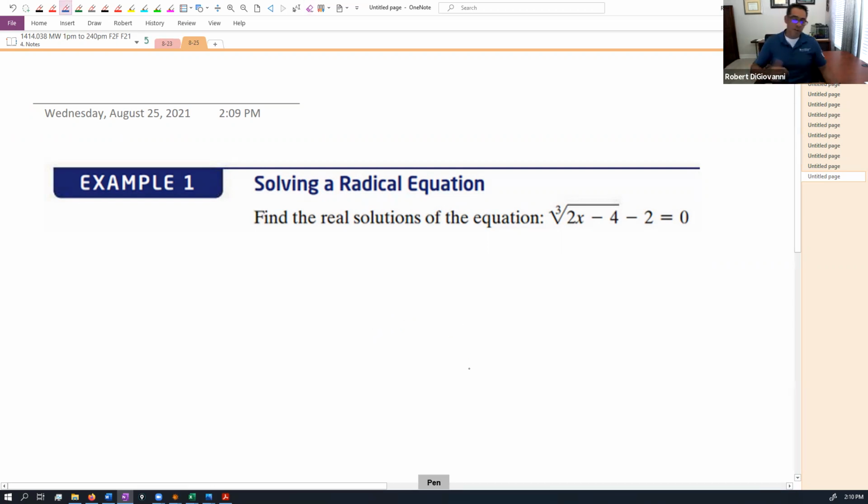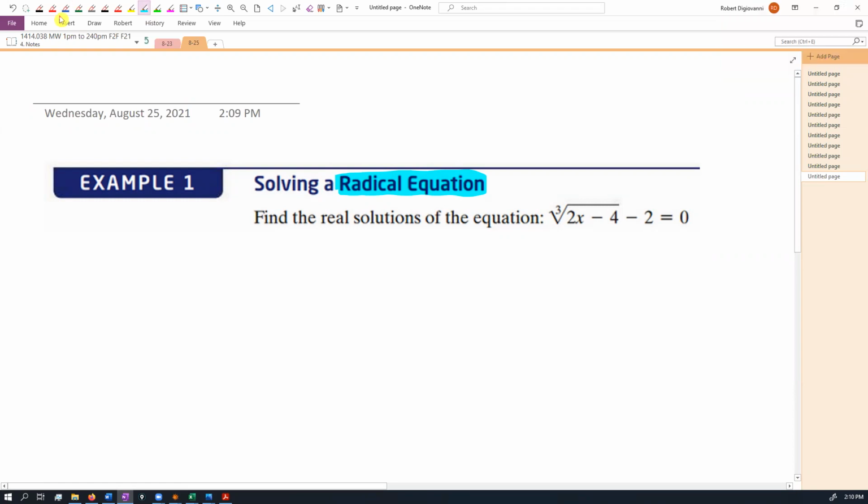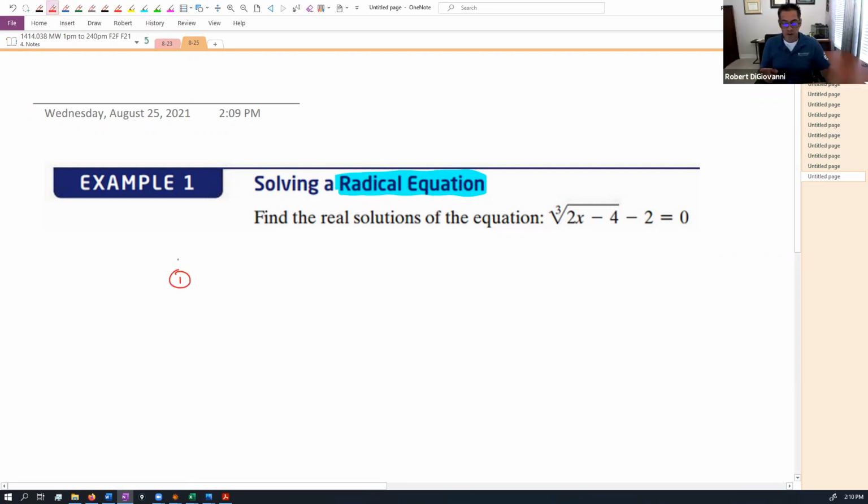And the equation that's being presented to you right now is what we call a radical equation, because it involves the cube root of something. Now, does anybody know how we solve radical equations? There's a set of steps, a procedure. Anybody know what the first thing you want to do when you're trying to solve a radical equation is? Move the 2 to the other side. Move 2 to the other side.